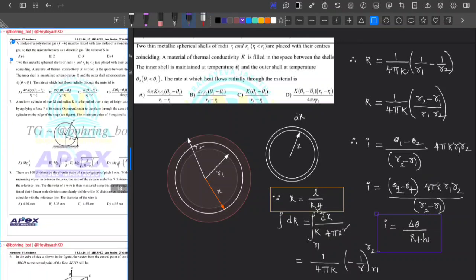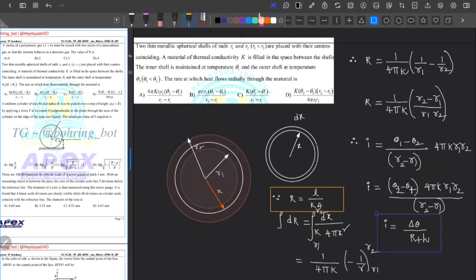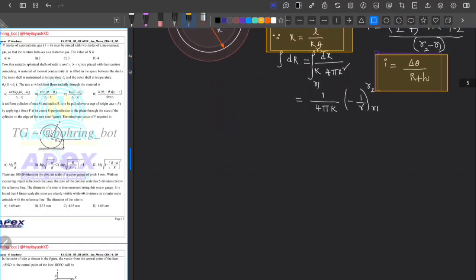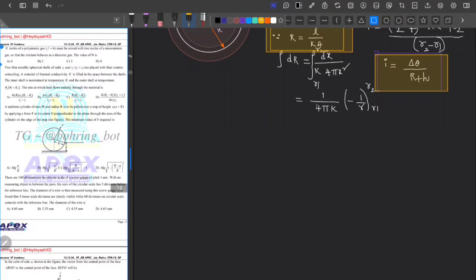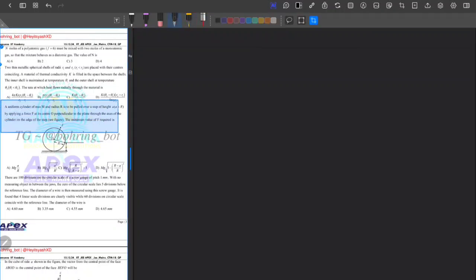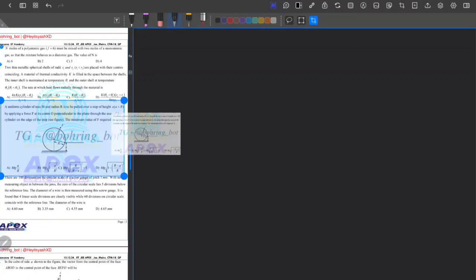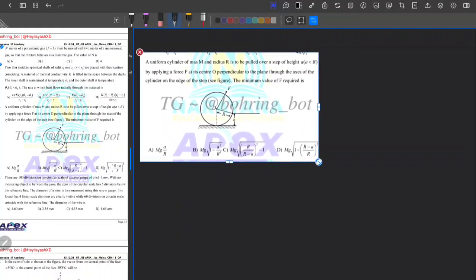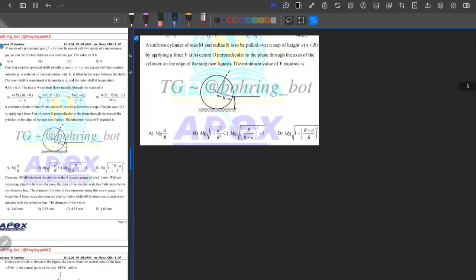Now let's talk about question number 7. This one is important and this one is important. Question number 7 is from rotational motion, based upon the torque concept, right? Let me take out the question. The question is this one. So that was the question.